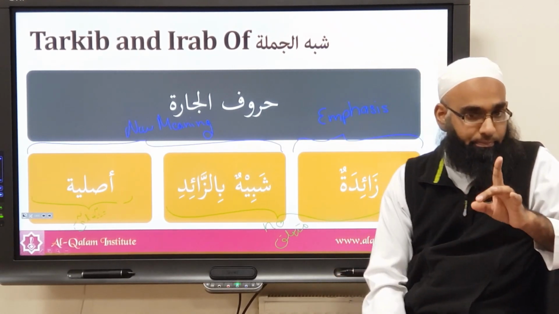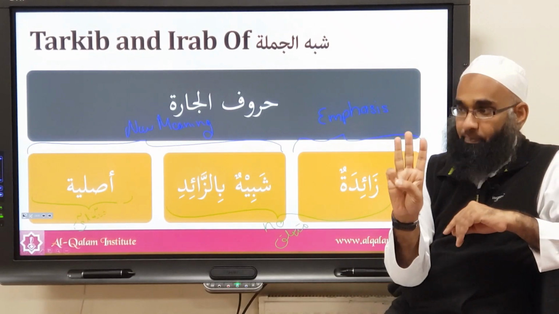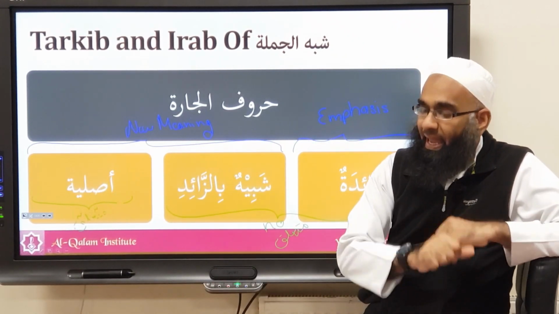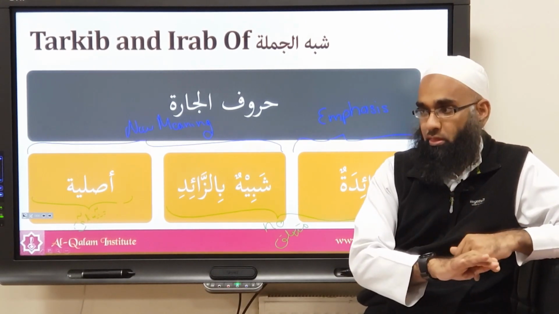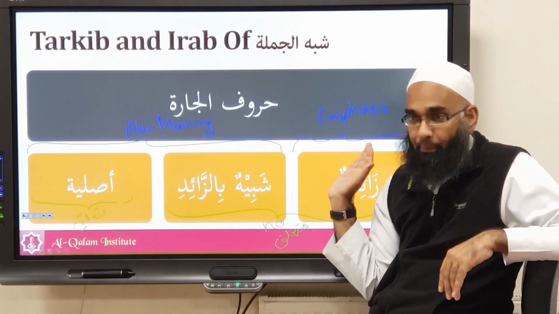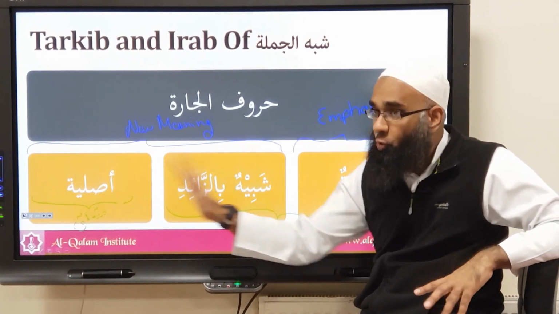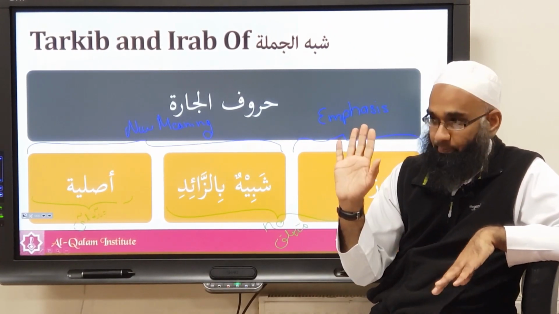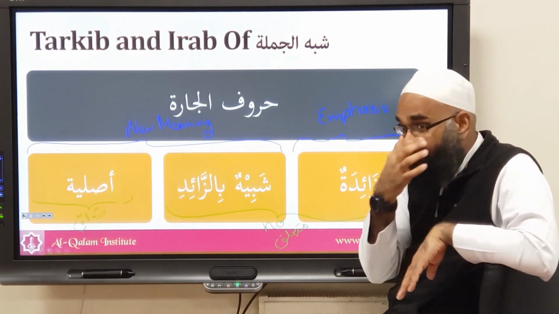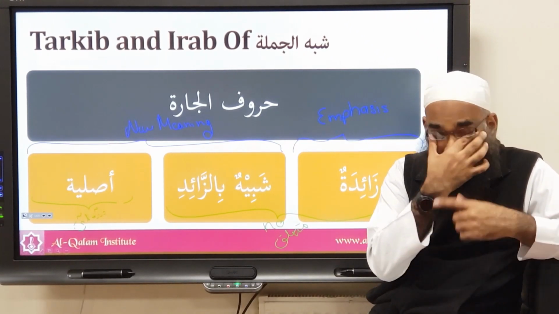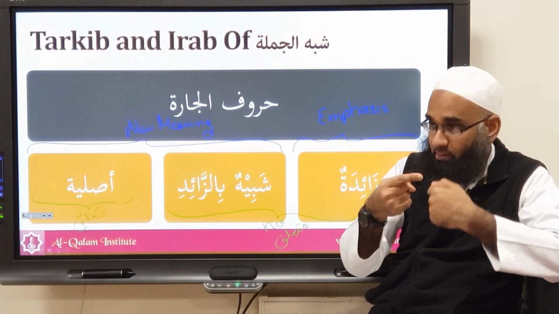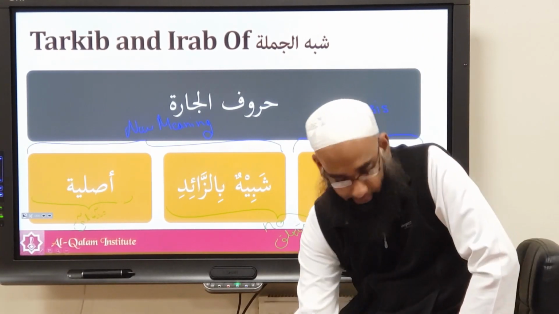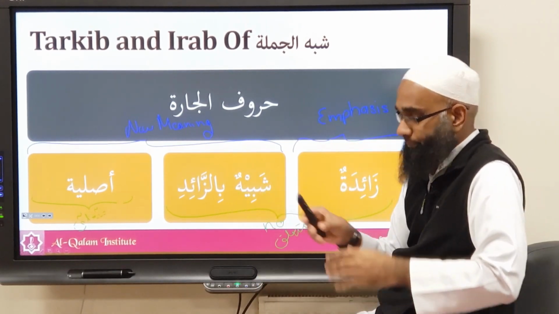Does that make sense? So there are three types of huruf jarra. The majority are huruf jar asliya, which give a new meaning: in, on, upon, for, with, etc. Then you have two other types. Shabihum bizaid gives a new meaning, but it has no muta'alliq. You don't have to make it muta'alliq to anything. And the zaid is what? It doesn't give any new meaning. It just re-emphasizes a meaning already within the sentence, and it has no muta'alliq. Okay? So let's do these two today, inshallah.